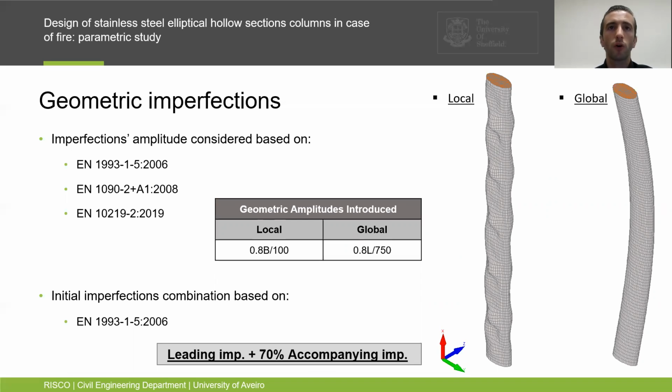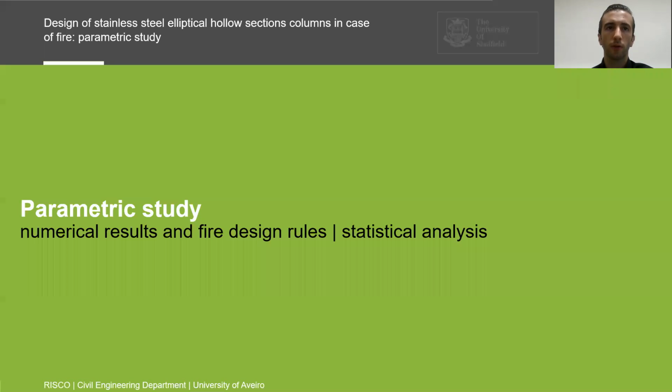Geometric imperfections were considered with the buckling mode shapes obtained with CAST3M and the Ruby interface. The amplitude of the geometric imperfections was 80% of those recommended by part 2 of EN 1090 and by part 2 of EN 10219, according to part 1-5 of Eurocode 3. Also, according to part 1-5 of Eurocode 3, to combine these different geometric imperfections, a leading imperfection should be considered with the total amplitude and the accompanying imperfection with 70% of its value.